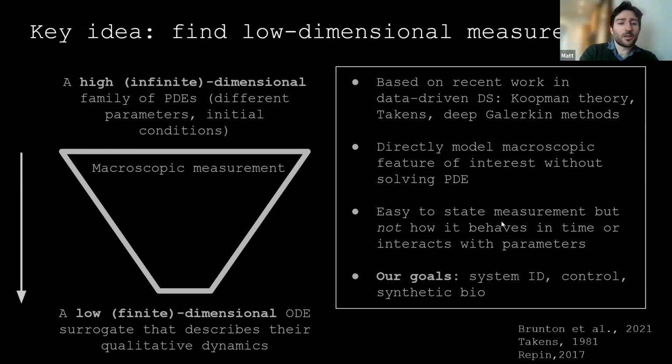And the output of our process is supposed to be a low, in particular, finite dimensional, now ordinary, purely temporal dynamics, which stands in as a surrogate for those high dimensional processes. And it's going to describe their qualitative dynamics.